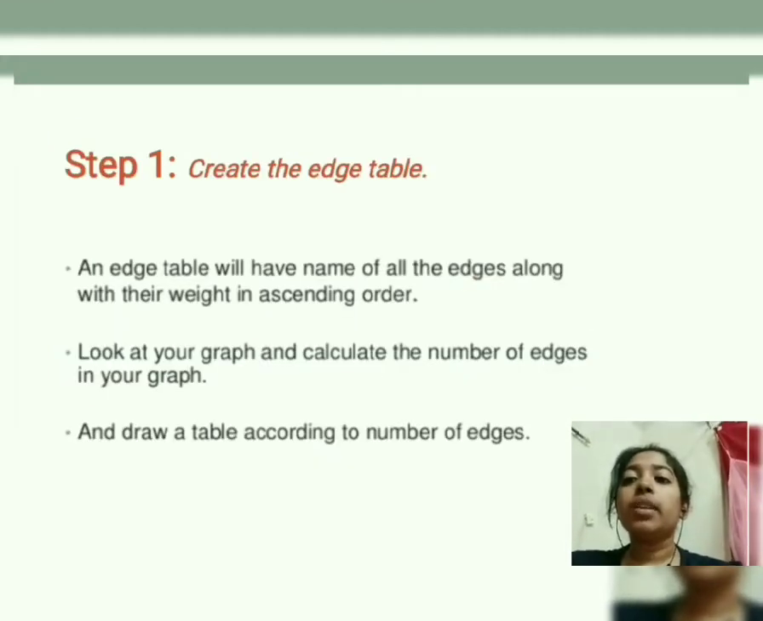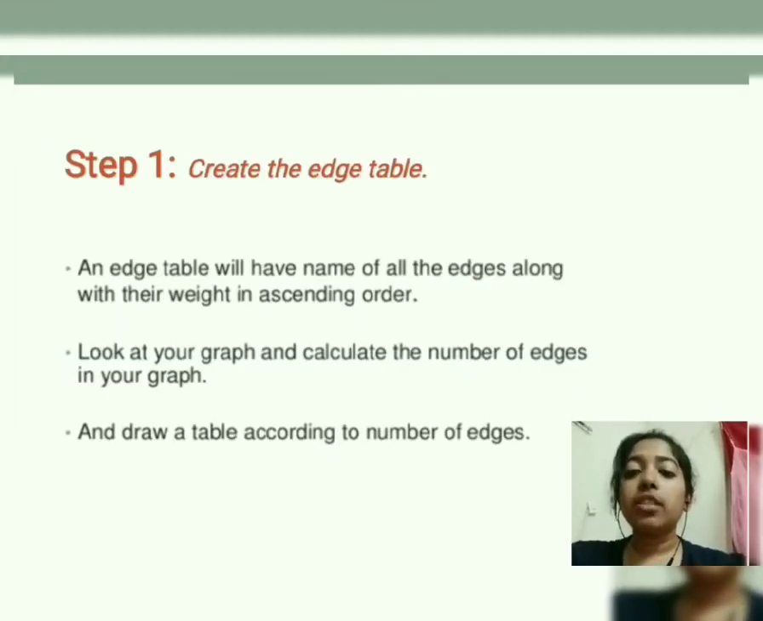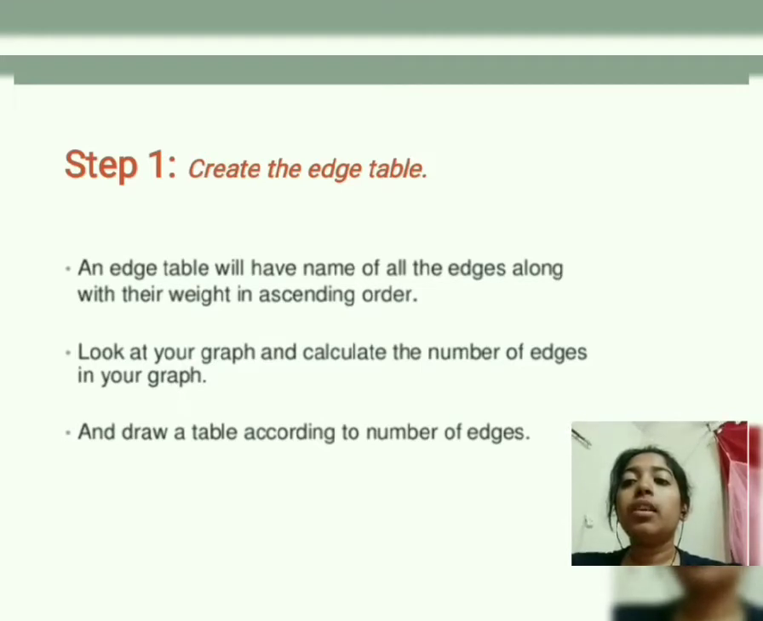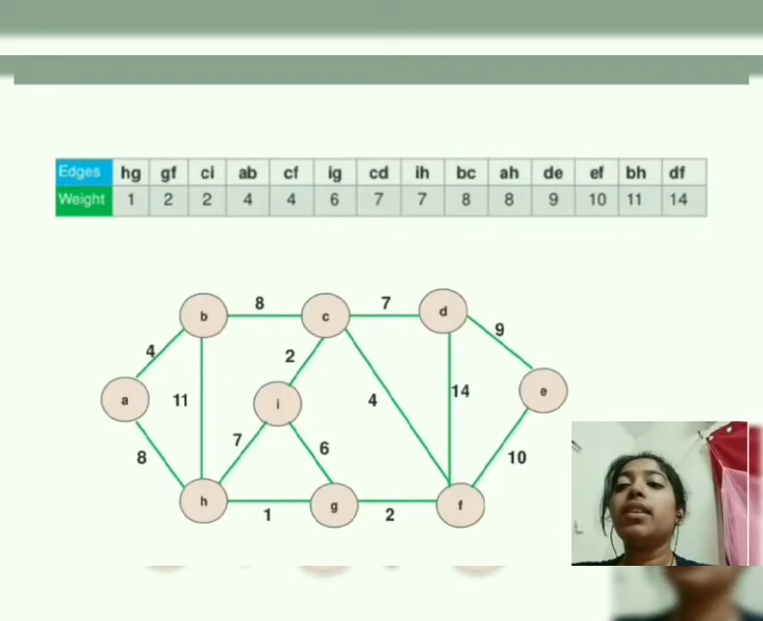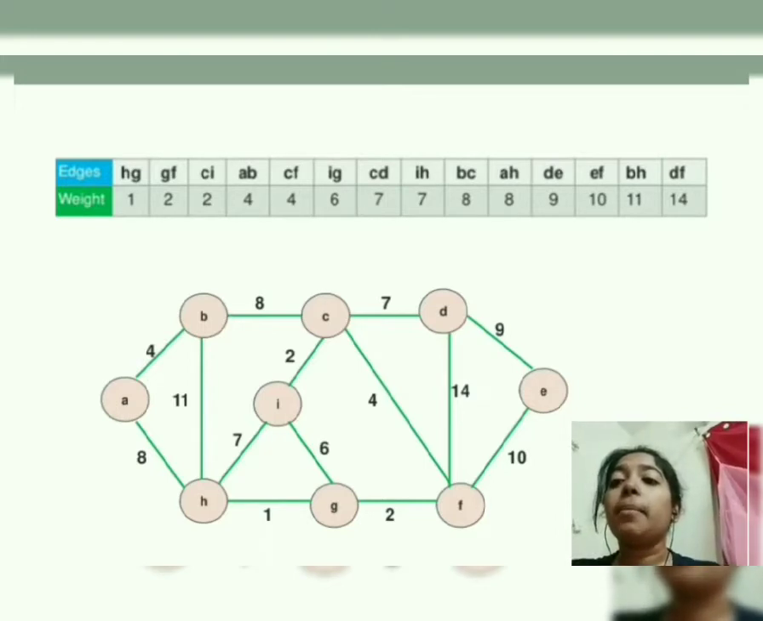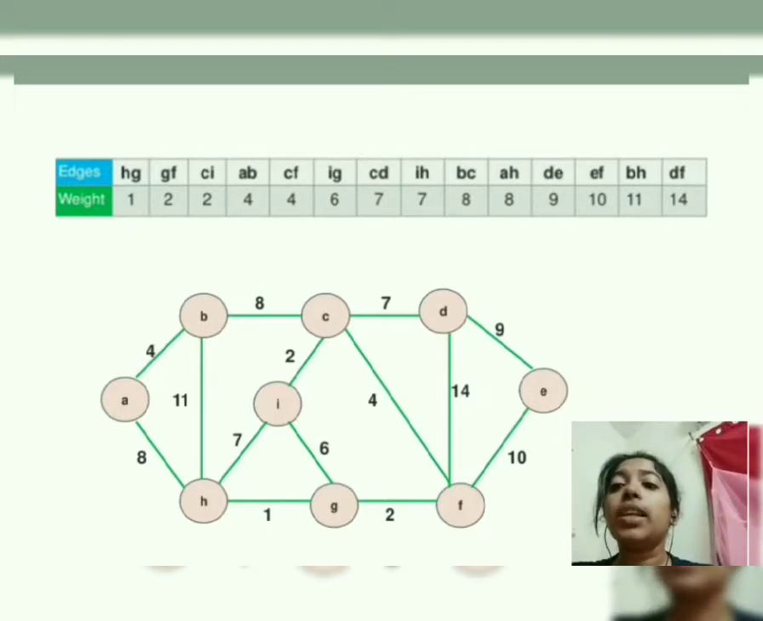First step is to create the edge table. To create an edge table, we should select all the edges of the graph one by one and create a table of it with its increasing number of weights. So here I have created the edge table with 2 rows, edges and weight with increasing number of weight. We have selected all the edges with the increasing number of weights and written here.